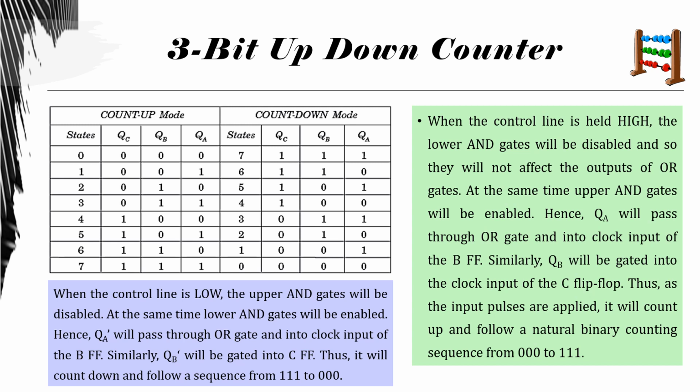Similarly, we can hold the control line low. If the M value is equal to 0, that means we are going to perform the down counting operation. So the upper AND gates will be disabled and the lower AND gates will be enabled. QA bar will be passed through the OR gate and into the clock input of the second flip-flop. Similarly, QB bar will be gated into the third flip-flop. Thus, it will count down and follow a sequence from 111 to 000.